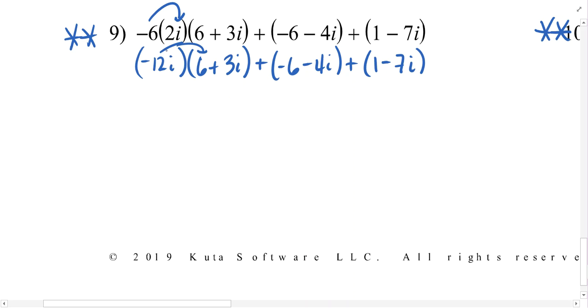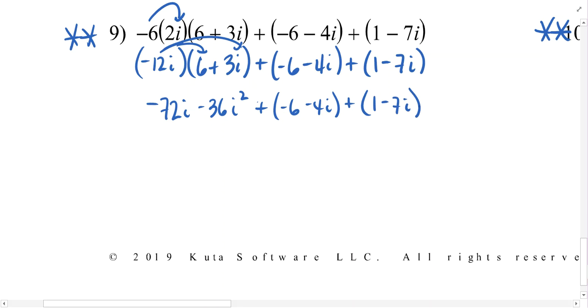Now, on the second line, we have a negative 12i that has to distribute, and the distribution stops after the first set of parentheses, so it only goes to these two numbers. We have negative 12i times 6, which is negative 72i, and negative 12i times another 3i, which is negative 36i squared. We'll fix that i squared in just a second. So I'm just copying down the remaining elements. I'm not making any changes yet, just making a copy of them.